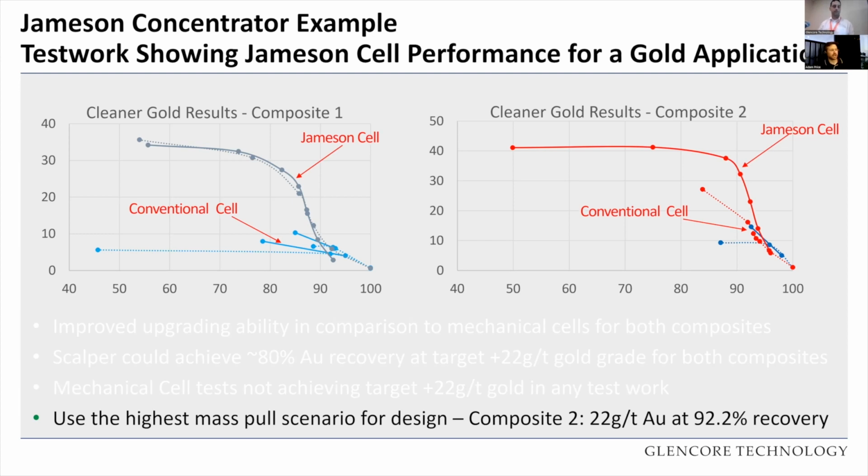And in this scenario, we want to make sure we're using the highest mass pull scenario for design. So in this case, we'll be looking at the composite 2, which we're able to achieve the 92.2% recovery at the 22 grams per tonne of gold. Again, going back to that same principle that we want to design a circuit for the maximum scenario. So that in circuit scenarios includes the results as well. If they're going to see different feed, we want to make sure that if there's a high mass pull scenario, that we design for that.